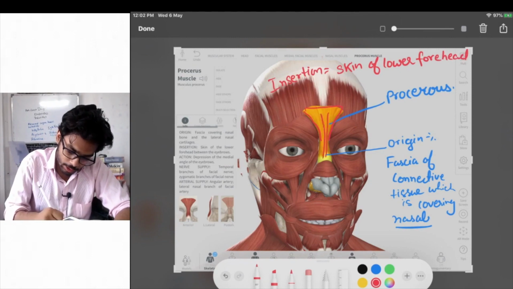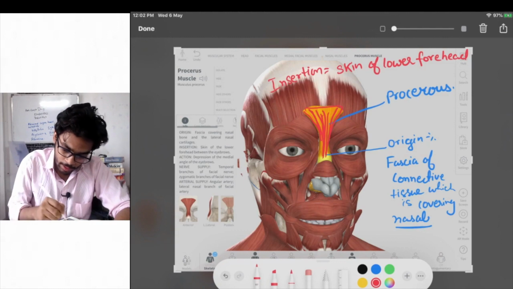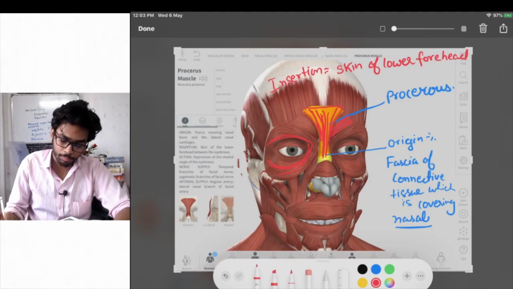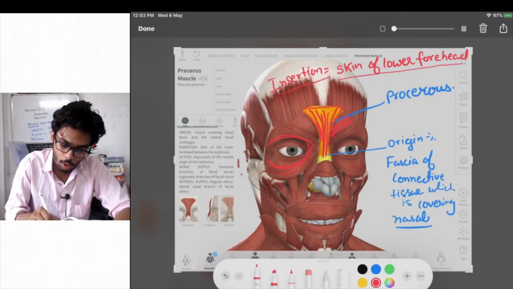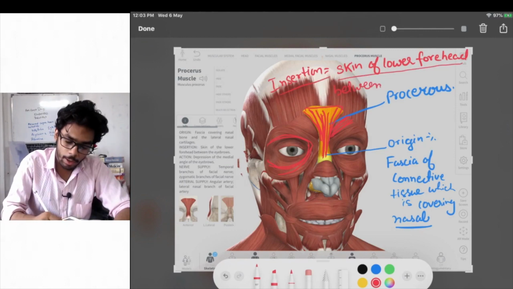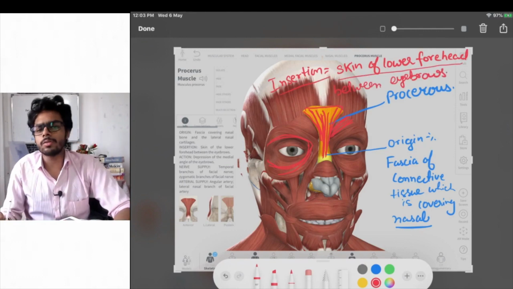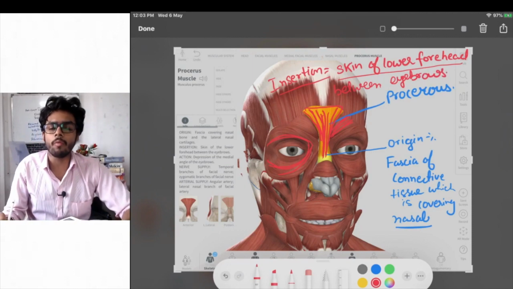That's why the direction of the muscle fiber is like this. Can you see the direction of the muscle fiber? Here in the case of orbicularis oculi, the direction of the muscle fiber is like this. Depressor supercilii goes from origin to insertion like this. This is the insertion: skin of the lower forehead between the eyebrows. Am I clear? And it also has the function of depression of the medial angle of the eyebrows.